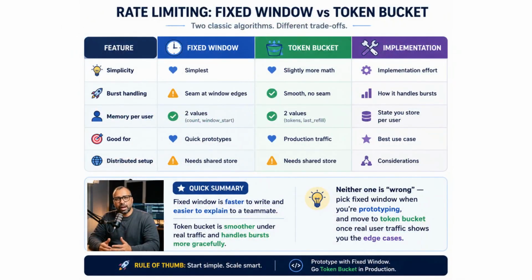There are two popular algorithms for limiting user requests, and each has its strengths. Fixed window is the simplest to implement. It stores only the window start time and request count, making it ideal for prototypes and small applications. Its main drawback is the burst at the boundary between two windows, where users can briefly exceed the intended rate. Token bucket uses a slightly more mathematical approach, but it provides much smoother traffic. Tokens refill continuously over time, allowing controlled bursts while preventing abuse.